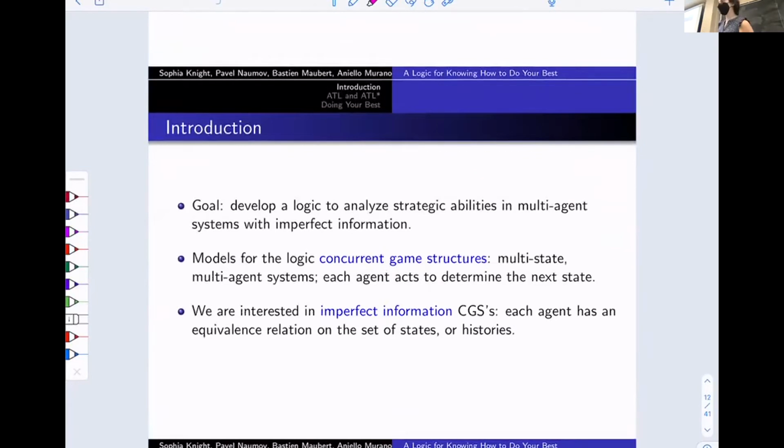And the really interesting setting is concurrent game structures with imperfect information. So some agents don't know exactly what state they're in. They just have partial information about the state. And sometimes I talk about states here, sometimes I talk about histories. That's another interesting difference, like whether you remember everything that happened in the past or whether you just know where you are right now.